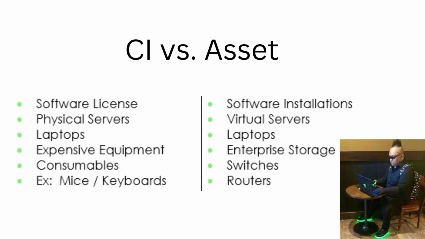Here's an example of configuration items versus assets. Configuration items are the parts where you are handling physically, interacting with them, whereas assets are the things that are part of the organization but do not have to be actively managed. So it could be a laptop, enterprise storage, switches, routers, virtual servers, etc.